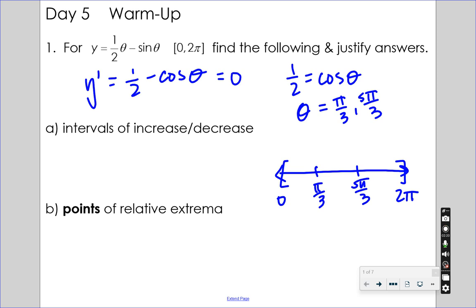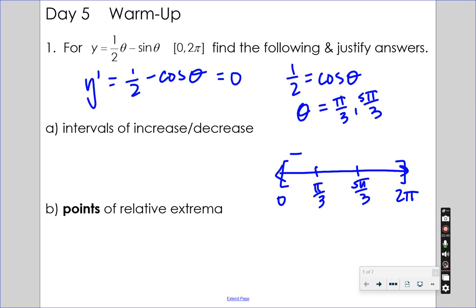We need to test each one of these intervals to see if we get a positive or negative number. And I'm plugging into what? The derivative. To create the sine line, we're going to plug into the derivative. So why don't we just plug in 0? If we plug in 0 to this, 1/2 minus cosine of 0, is that negative or positive? Negative. All right, something in between pi over 3 and 5 pi over 3.